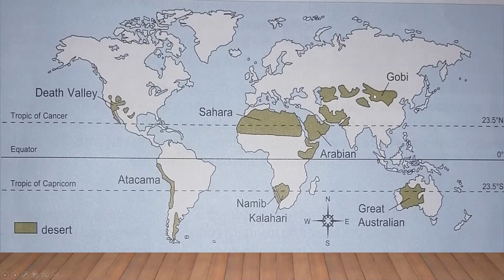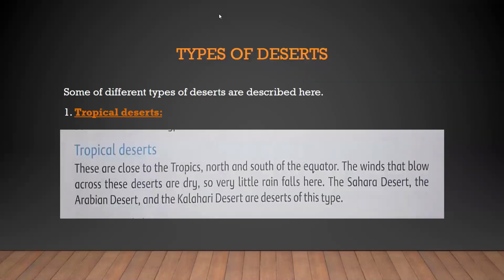Till now you have seen these are the main deserts. There are more deserts over there, but according to the types we will discuss these deserts in today's class. We will start from the first type of desert. The first type is tropical deserts.